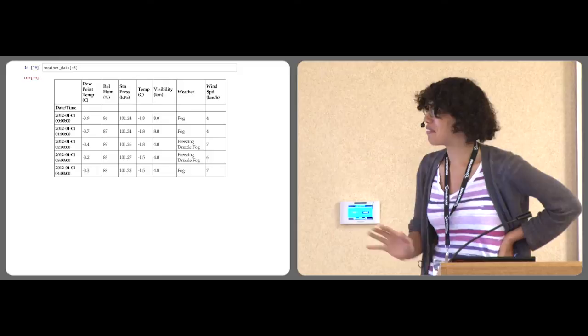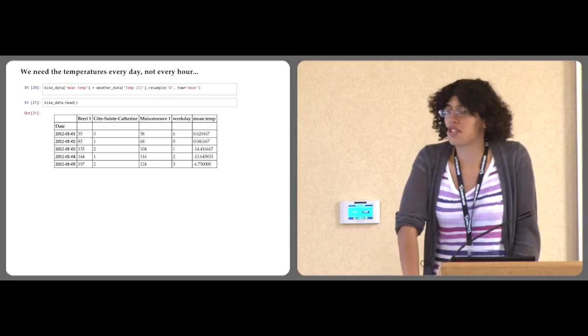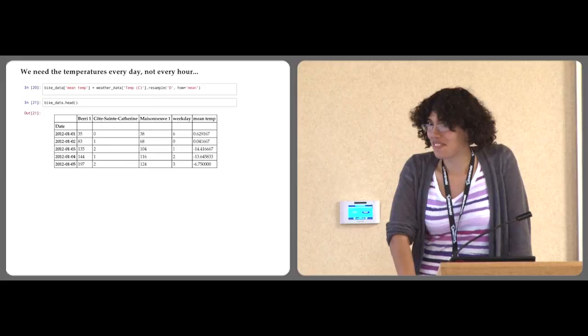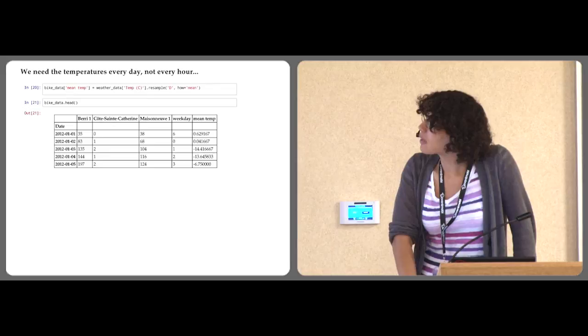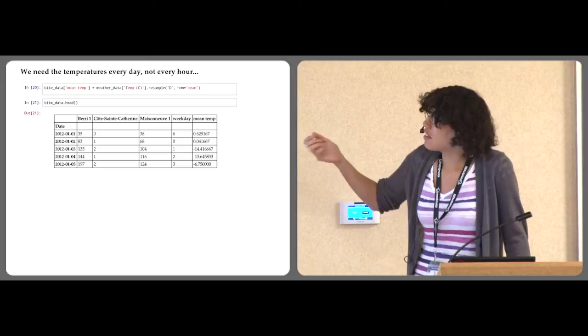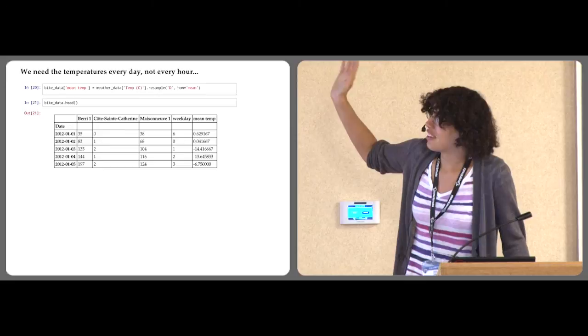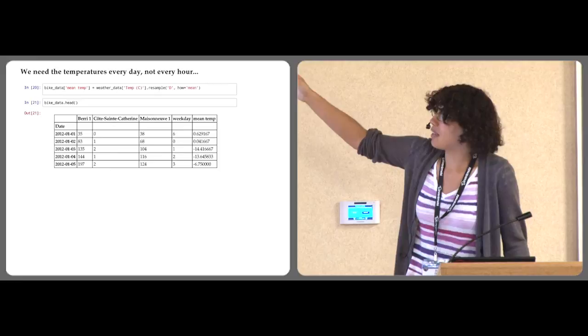So Pandas was originally written to do financial data analysis, which is also why it's really fast, because you have tons of numbers about stocks. And what that means is it has really great methods to resample stuff. So instead of having this every hour, I want it every day, and I want you to take the average. And that's one line of code, right? So you say bike data, mean temperature, weather data, every day, take the mean, and I'm done.